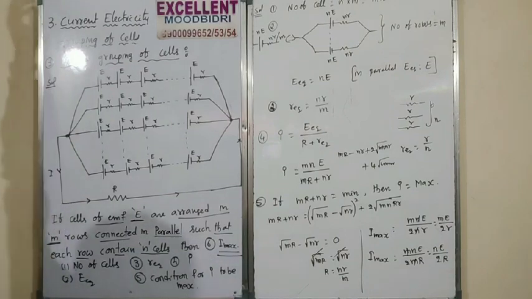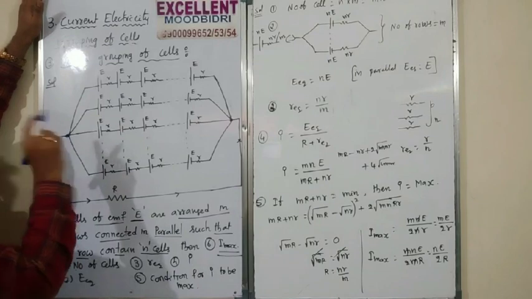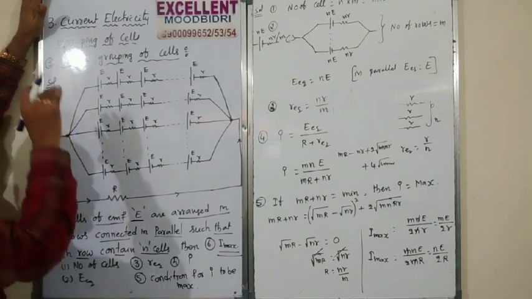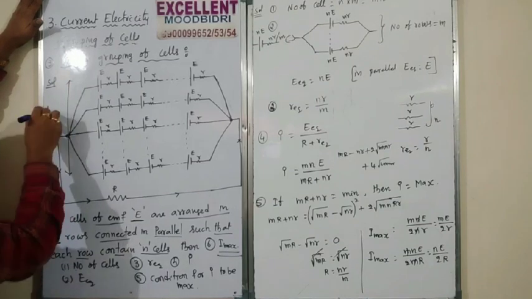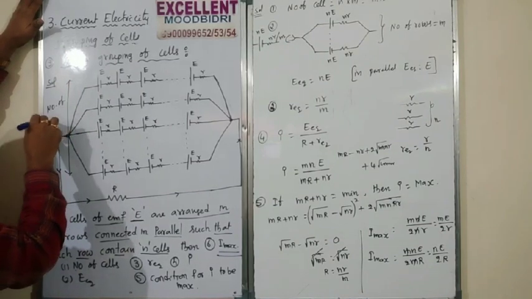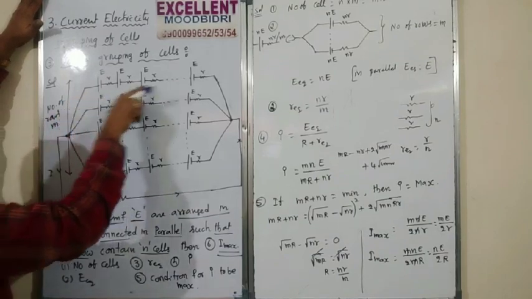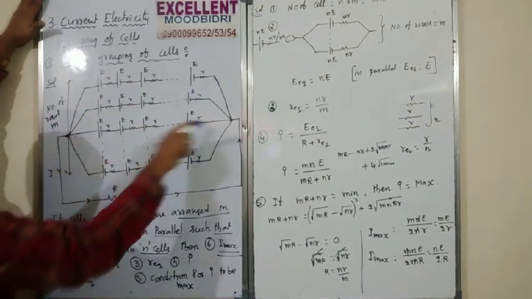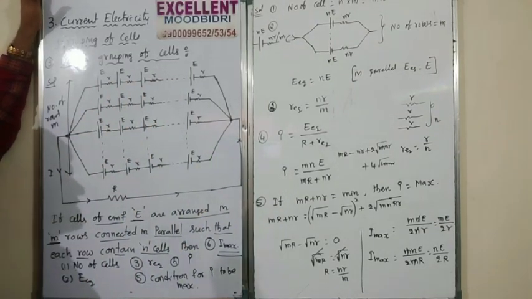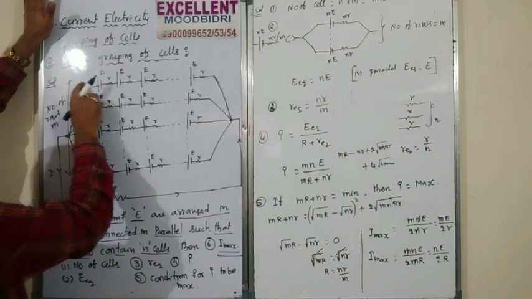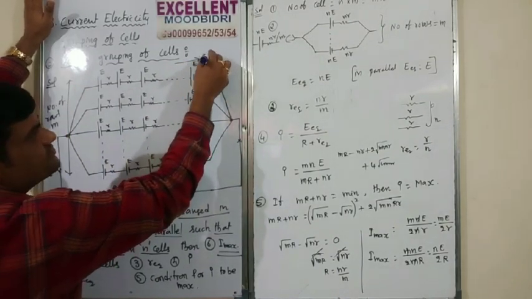Okay, right. So now we are arranging like that. How many cells are there? N cells. How many rows are there? M rows. Each row contains n cells, and those n cells are connected in series combination. Each cell is connected in this direction, in series combination.